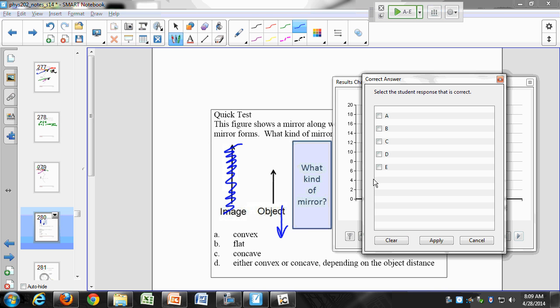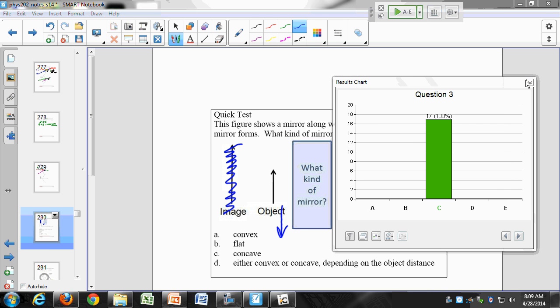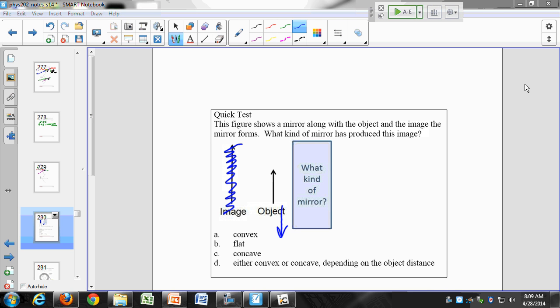Okay, very good. So it's the same type of mirror as before. It's just the object is in a different place with regards to the focal point. And then let's try one other.